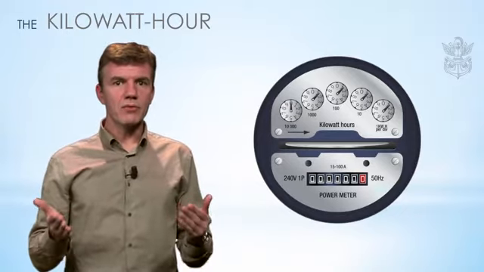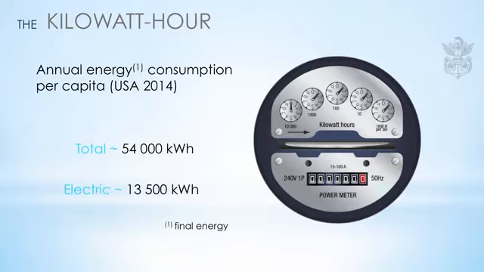In the US, the typical electric meter is different, but the unit to quantify individual energy consumption stays the same, the kilowatt hour. As expected, the mean annual values per capita are higher, almost doubled. Nevertheless, we stay in the same order of magnitude, 10 to 50,000 kilowatt hours.